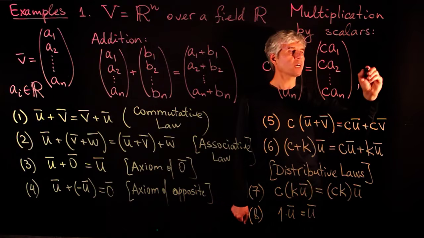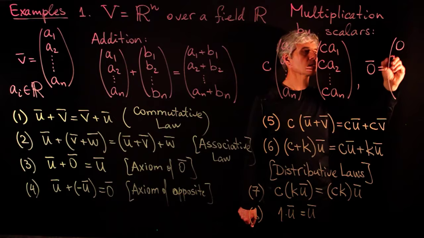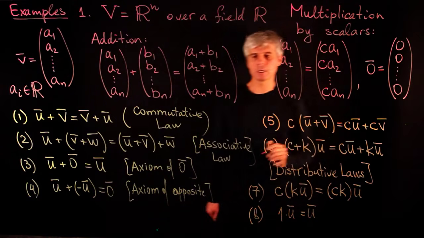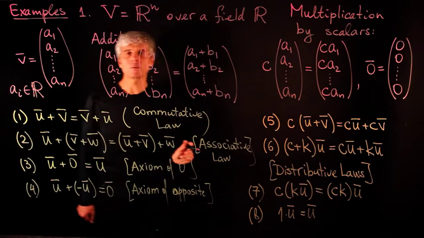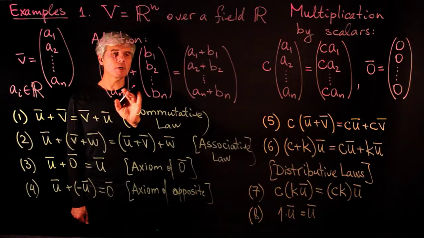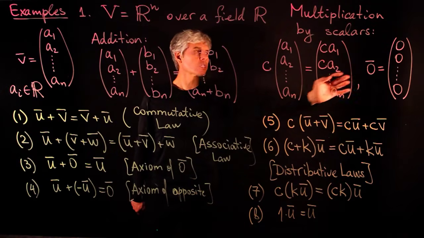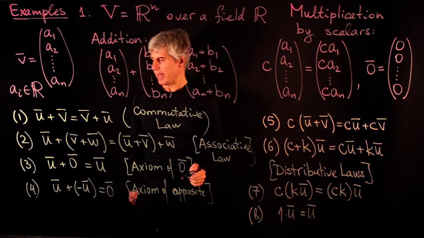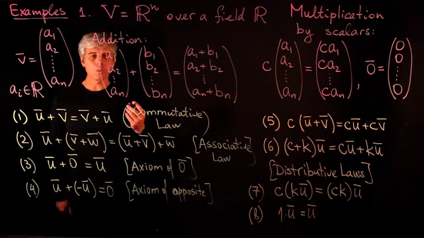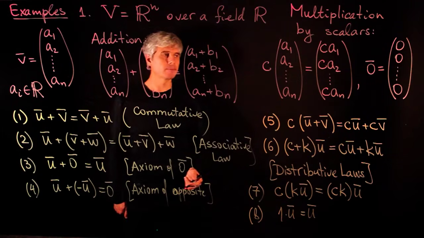And finally, we have a distinguished element, which is a zero vector, and this is an n tuple with all components being 0. So here we defined a set of vectors, and we defined the operations of addition, multiplication by scalars, and the 0 vectors. And it's an easy exercise that all 8 axioms of a vector space will be satisfied.